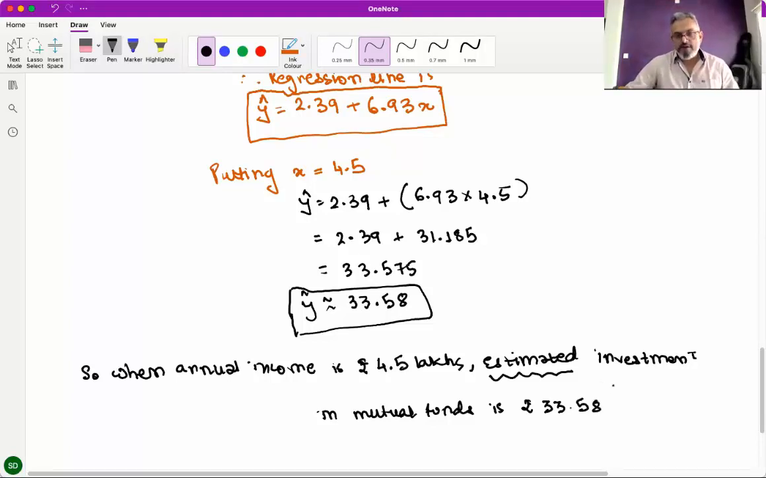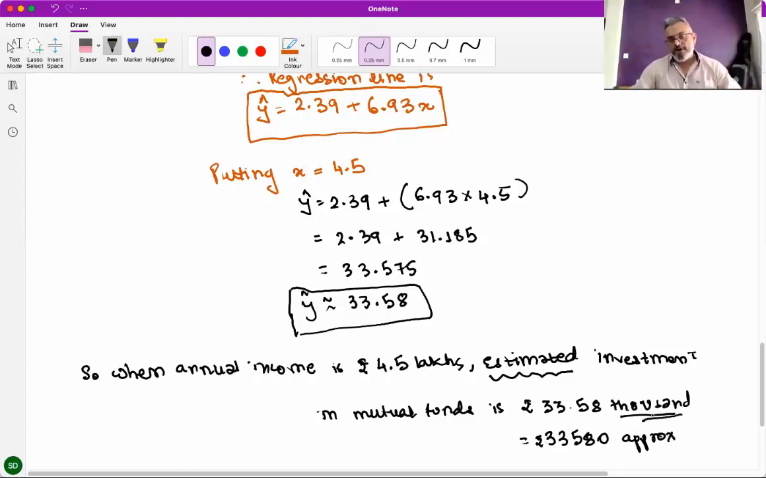33.58 is not correct. You have to write this 1000. That is 33580 approx. This word 1000 is extremely important. Answer.